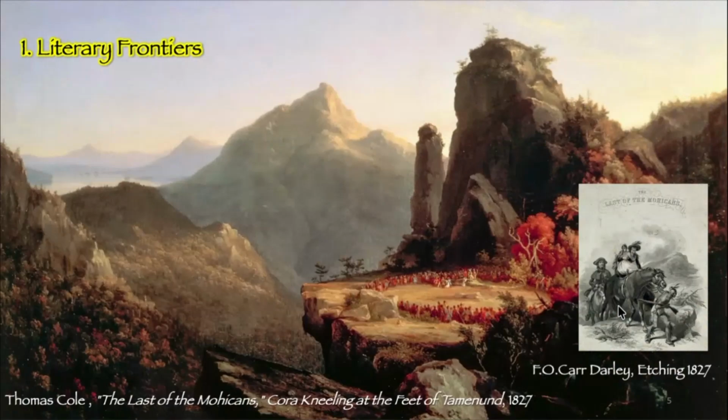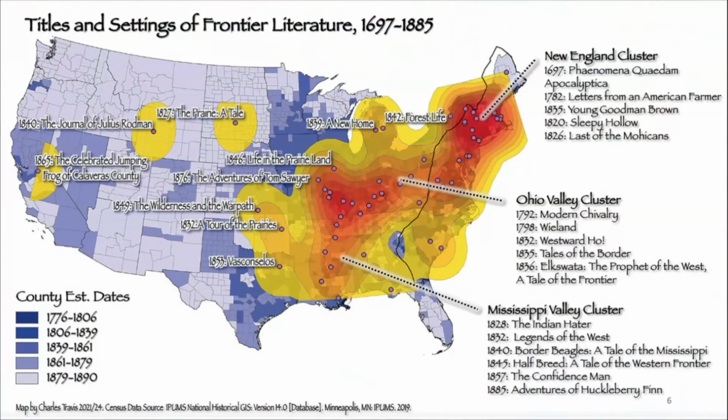Literary frontiers. So, this map represents the dates and frontier settings of 59 selected representative pieces of American frontier literature, comprised mostly of novels, but also religious tracts, biographical accounts, drama, and poetry published between 1697 and 1885. And as we can see, there are these clusters that occur largely in the Ohio and Mississippi river valleys, and there are outliers.